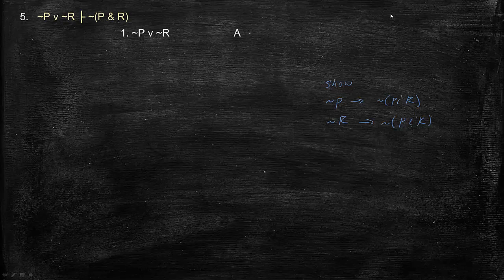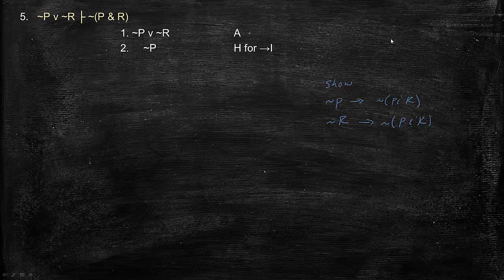Okay, so if you try to do that, you'll begin by hypothesizing not P, and now you're looking for not P and R. But really, it doesn't look like there's any way to get that from not P. I mean, if you had not R sitting there, you could add it in. Actually, scratch that. There's just no way to do it.